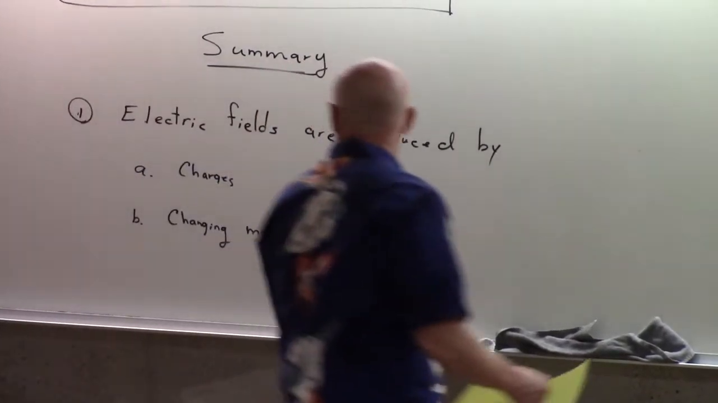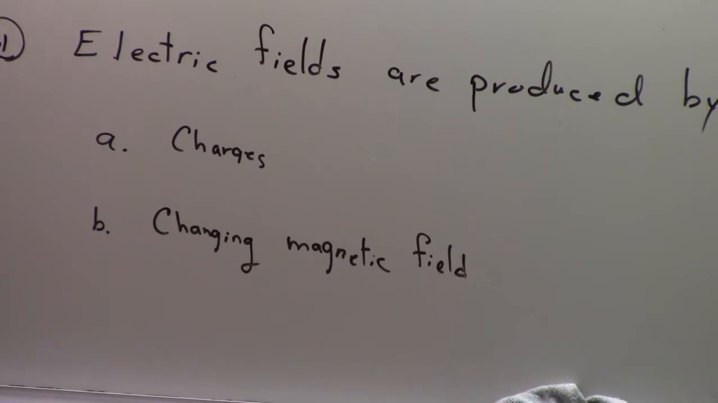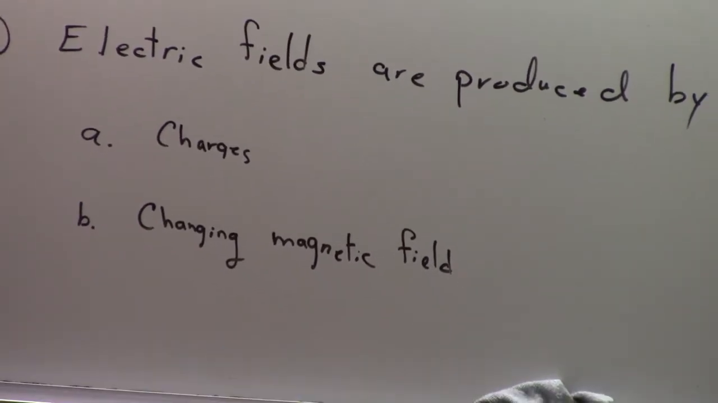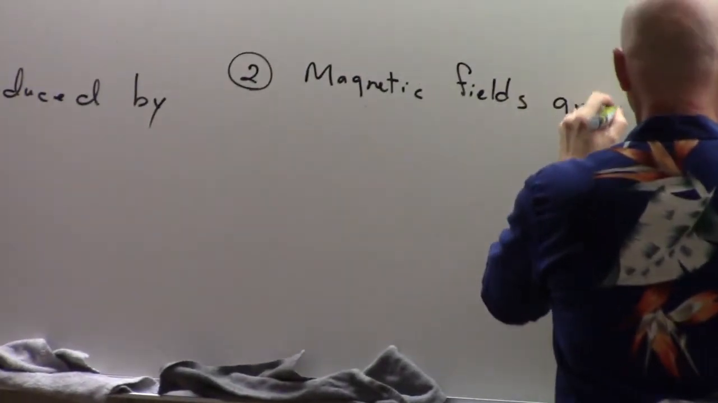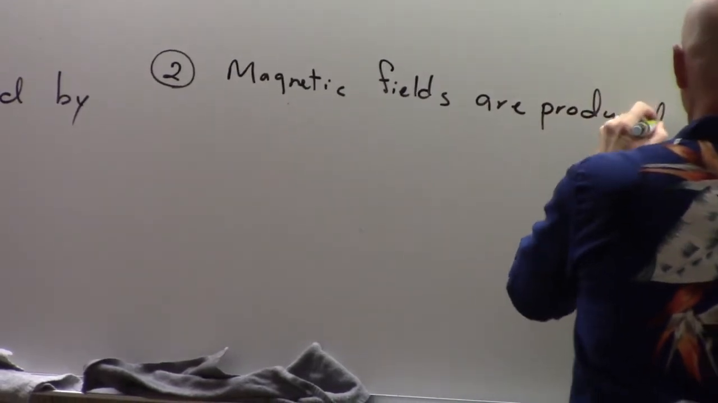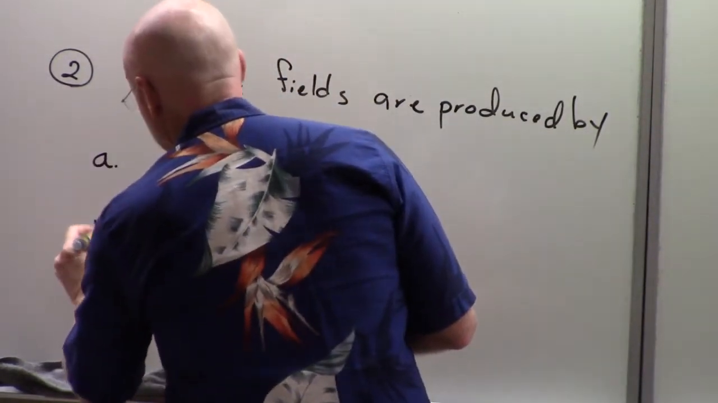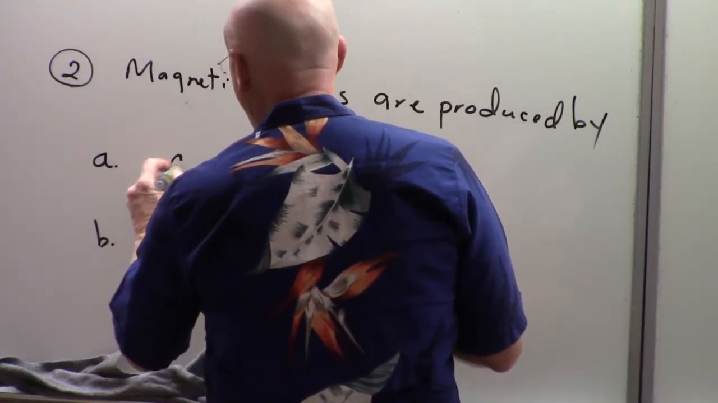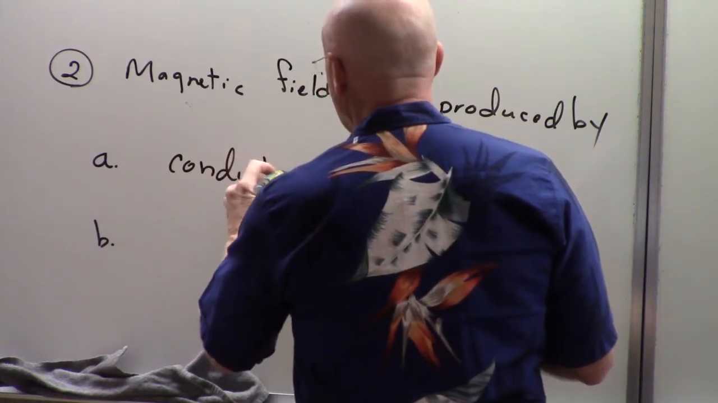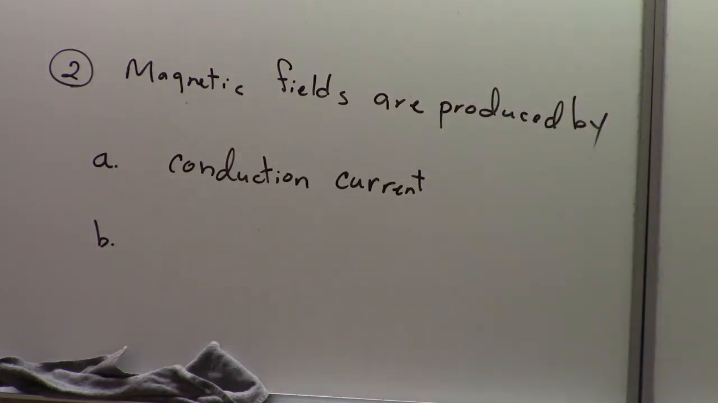But what I'm trying to also introduce you to is that there's a symmetry in nature, and I am going to say then that magnetic fields are produced by, and I want to say the two conditions again. The first one is our conventional, or what your author calls the conduction current, the actual physical movement of charges that actually move. That's our Ampere's law that you've already seen.